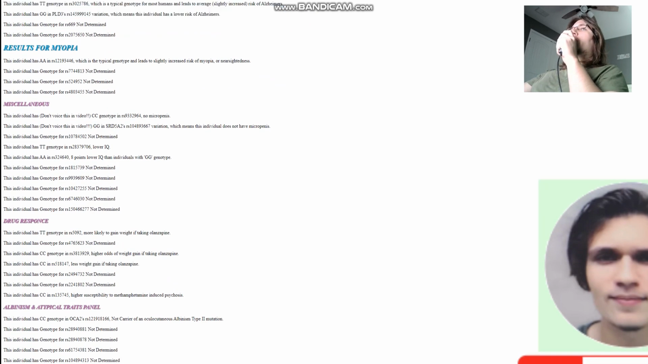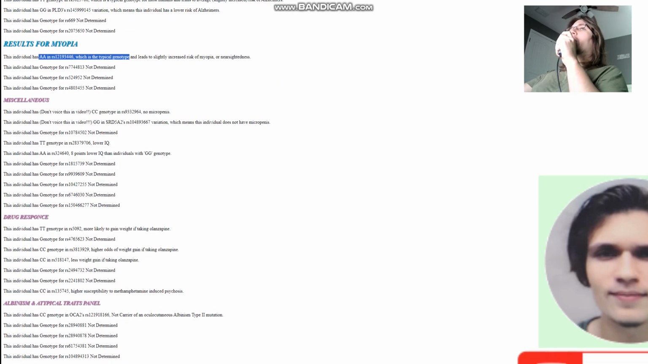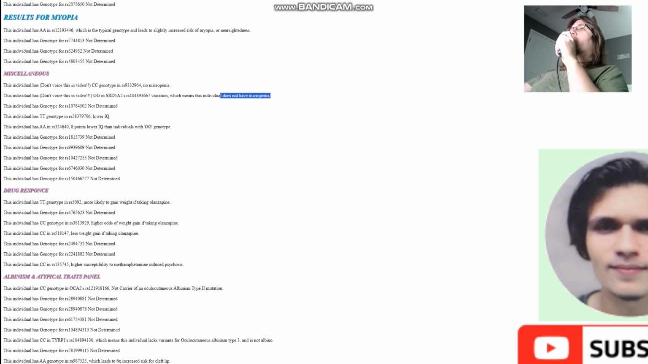For myopia, she does not have the G allele, which would be protecting her against myopia, so she's got slightly higher or average odds of myopia. No micro P, you know what that is. I'm not going to spell it out for you, but it is what it is. It's on the screen.